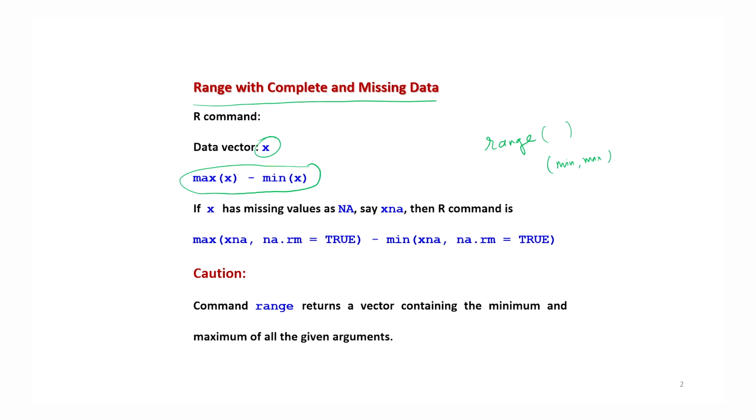Now suppose there is a data vector which has missing values, denoted by x.na, which has some values NA. Then the max and min commands are modified like this. The max command for the data vector with missing values x.na, and then I have to use na.rm equal to TRUE. When I am talking about the command min, which finds the minimum among the values in the data vector, then the data vector and then na.rm equal to TRUE inside the parenthesis. So we have learned how to modify the minimum and maximum commands when there are missing values, and in turn this will give us the value of the statistical range. As I said, the command range, all in lowercase, returns a vector containing the minimum and maximum values of the given values inside the data vector.